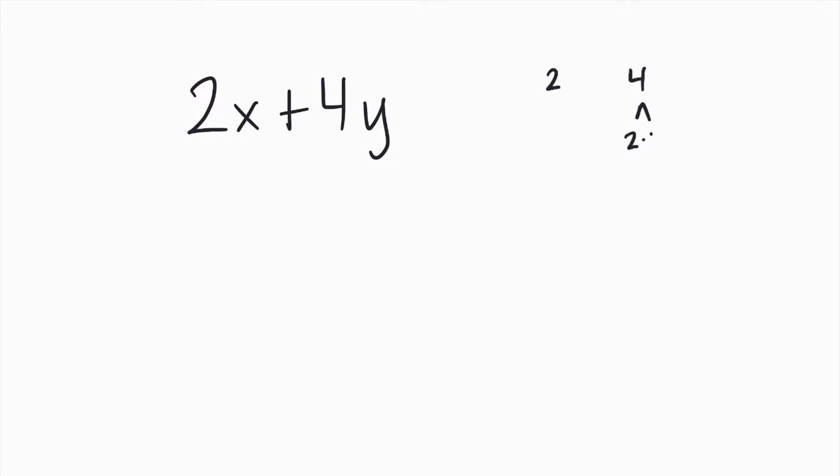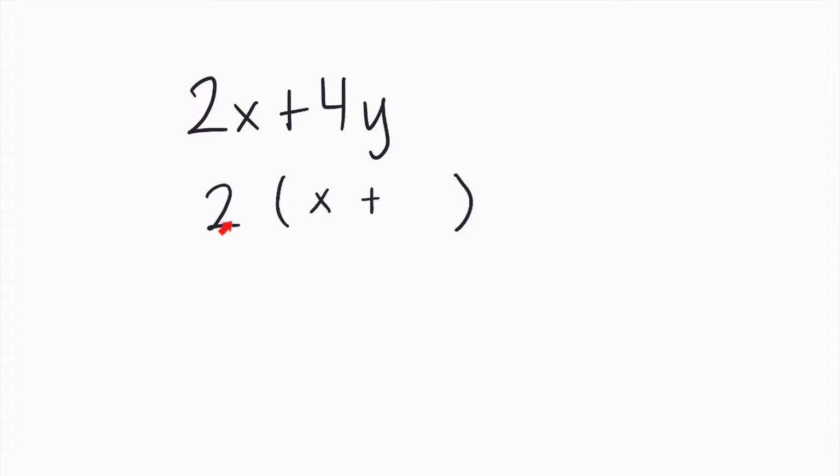2 times 2. And this one is 2 times 1. What's the biggest number they have in common? 2. So I know that I'm going to pull out or factor out a 2. Then I'll do my parentheses and write my operator. Now I'm going to look at this 2 and I'm going to say, what do I multiply by 2 to make it look like 2x? Well, I know I have to multiply it by an x, and then it would be 2x, just like that.